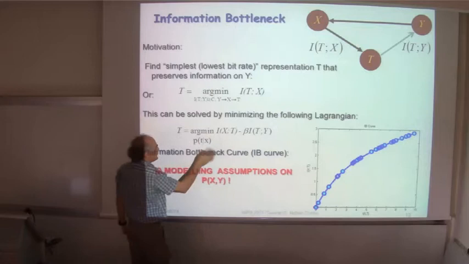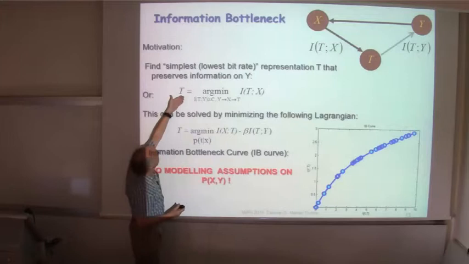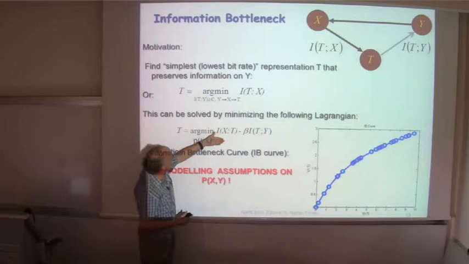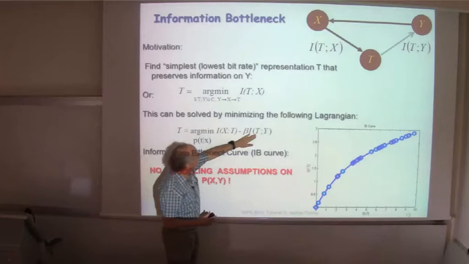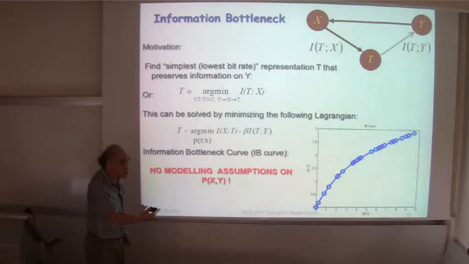I'm going to use T for time. And so this compressed X, if you want, or this internal representation, this statistic, is simply generated by minimizing the mutual information between the past and the representation. I didn't define mutual information. I hope that all of you know what it is. Subject to a constraint, with some Lagrange multiplier, of the mutual information that T has about the future.